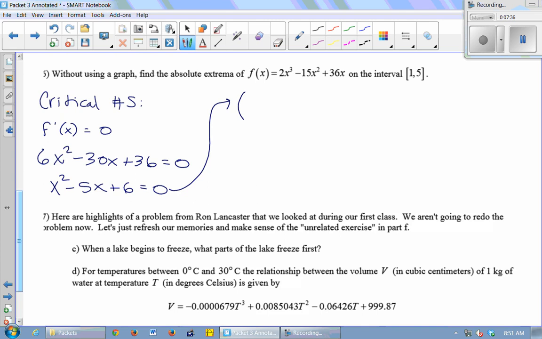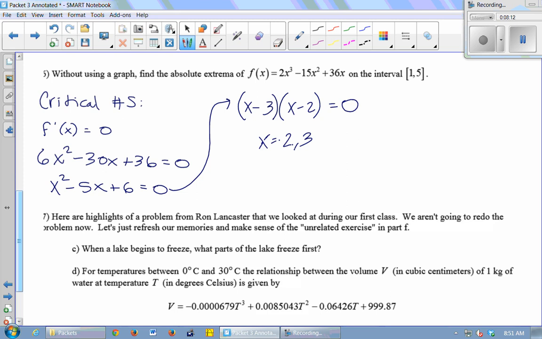And that would factor to x minus 3, x minus 2. And so x equals 2 and 3 are critical numbers. Those are possible locations of a local max or a local min, or a global max or a global min.